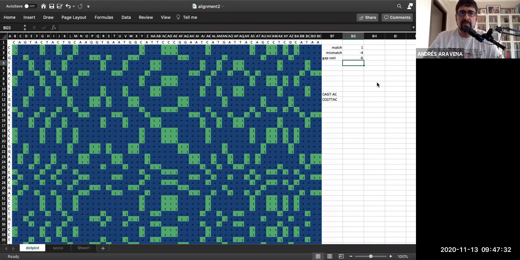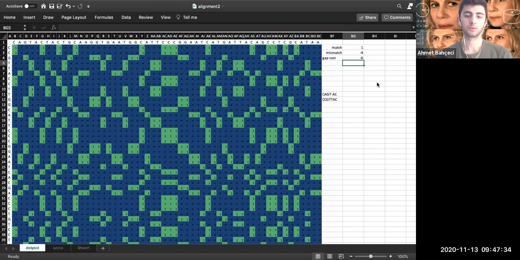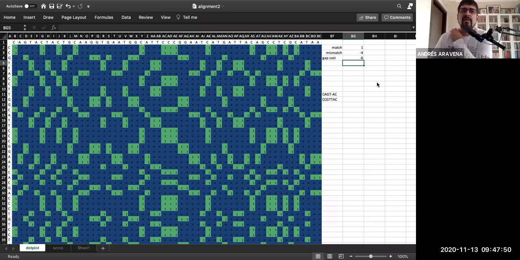Any question? How do you interpret the gap cost to the formula in the score sheet? I mean, how does it know when to put a gap and when to not? Let's say that there is a formula that I don't want to explain today because I don't want to spend too much time on this technical thing. I promise that I will show you later. But the basic point is that there is a formula that allows you to fill all this matrix.